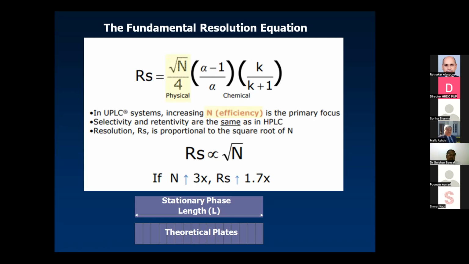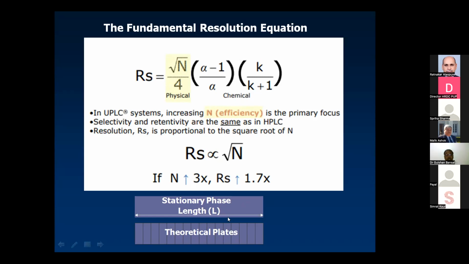But theoretically or hypothetically, this phase is divided into hypothetical plates. We visualize this column or stationary phase as a collection of a large number of small plates, right? And each plate acts as a separate stationary phase. So if we increase the number of theoretical plates, it means the plate width will decrease. This decrease in the plate width is the basic component.